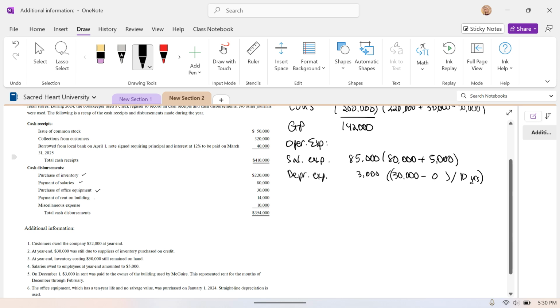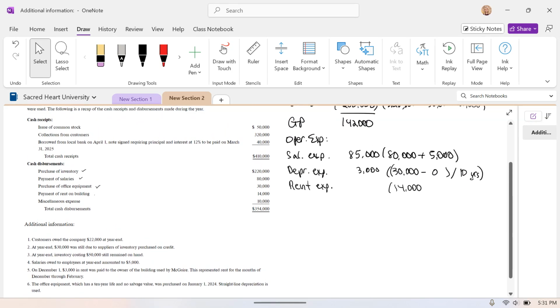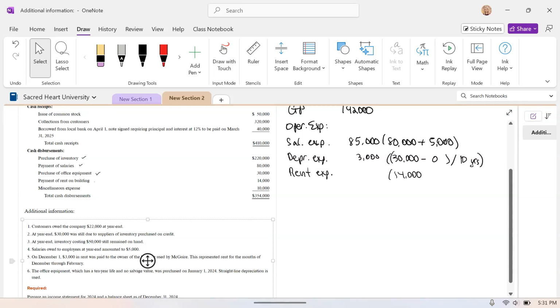Next, I have payment of rent on the building. Now, this is normally pretty simple. Take our cash paid for rent, but we need to make an adjustment here. The rent on the building was $14,000. We have to go to the additional information to find out how we're going to make this adjustment. And in item 5, it says on December 1st, $3,000 in rent was paid to the owner of the building that's used by the company. This represents rent for the months of December through February. So if this payment was made on December 31st, this whole amount would be prepaid rent. And so we could subtract $14,000 minus the $3,000, and the $11,000 would be the full rent expense for the year.